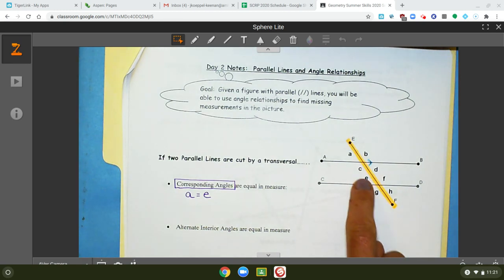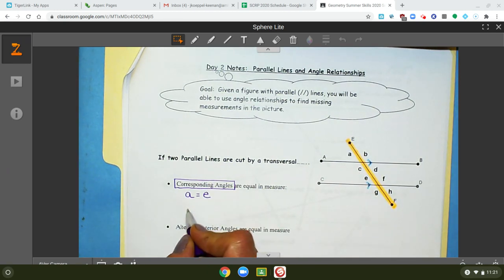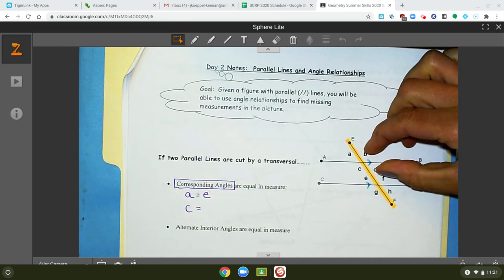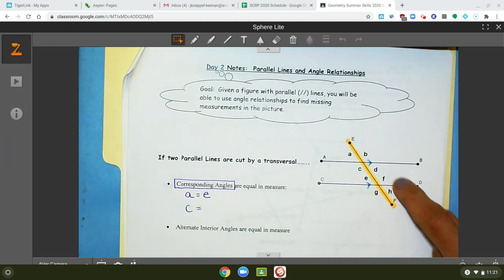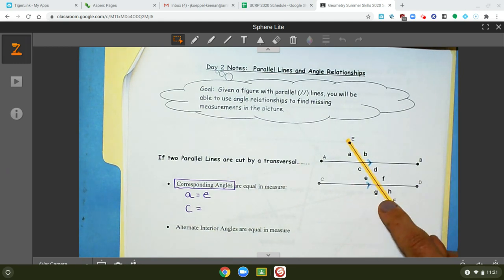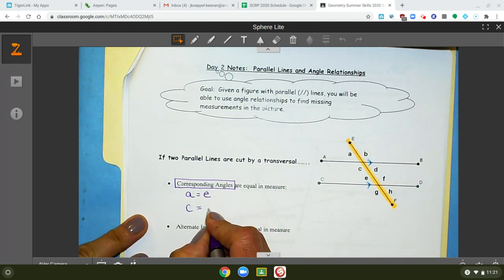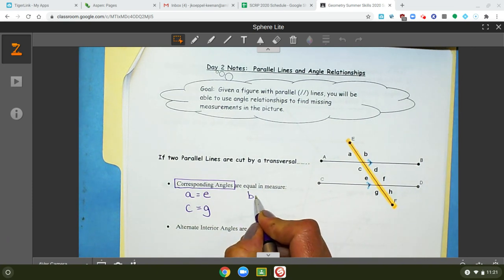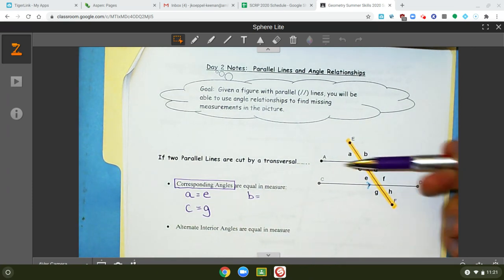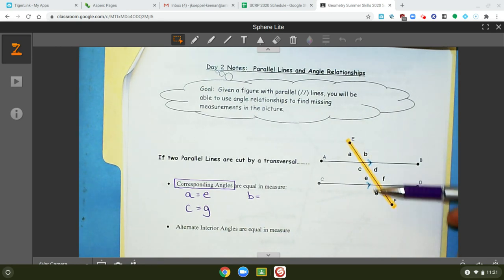Let's try another one. If you take angle C, slide these top four angles straight down, angle C would be right on top of which of these four angles here? It would be G. Let's try B. B is on top of the parallel line, and it's on the left of the transversal. So if I go down here, on top of the parallel line and on the left of the transversal, that would be F.